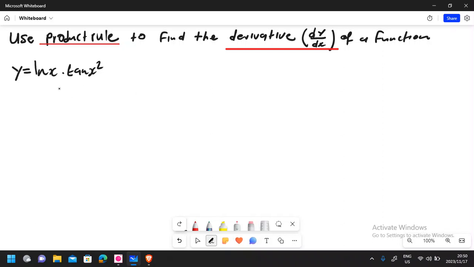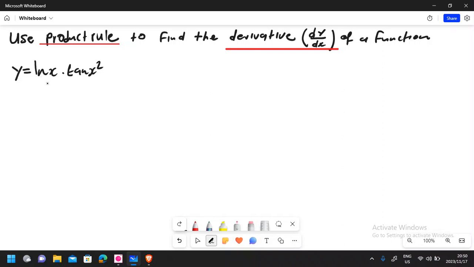Alright guys, now let's start. Let's solve this problem here. Remember, we are using a product rule, so we need to identify two functions here that are multiplying each other. As you can see, we have natural log x, which is one of the functions, and tan x squared, which is the second function. Now what you should know guys is that each function we should name it.